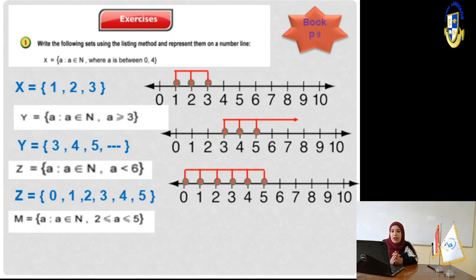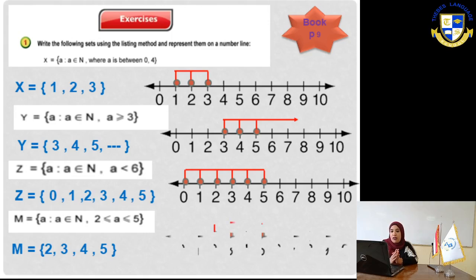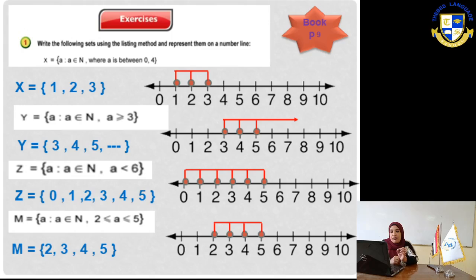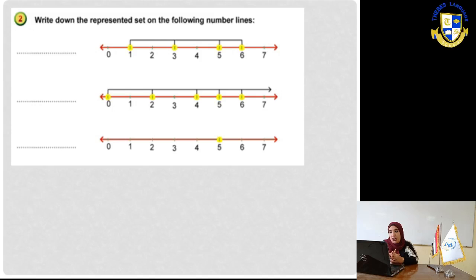M is a set of A, where A belongs to N, and A is greater than or equal to 2, and A is smaller than or equal to 5. You will write all the numbers between 2 and 5, including 2 and 5. So it will be the set of 2, 3, 4, and 5. Okay, here you have the equal sign on both sides, so you will write all the numbers between 2 and 5, including 2 and 5. So it will be the set of 2, 3, 4, and 5. Okay, represent each number by a dot on the number line to represent this set.